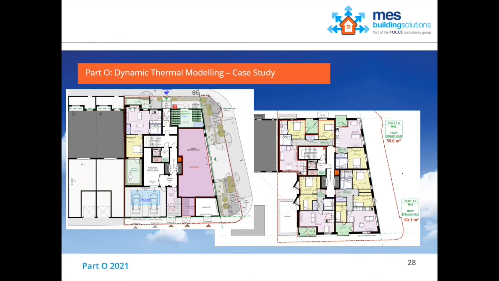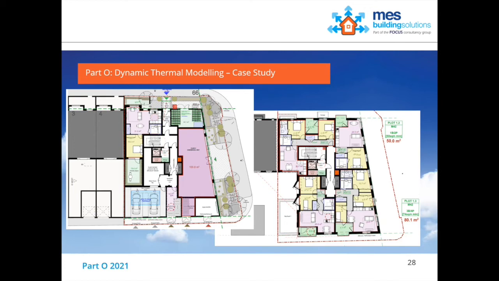So, a little bit of a case study. This was actually done for London Plan purposes. So this is pure 1059. It's not technically Part O, but it's 1059, so it's the same approach. So it's a good example to have a look at.